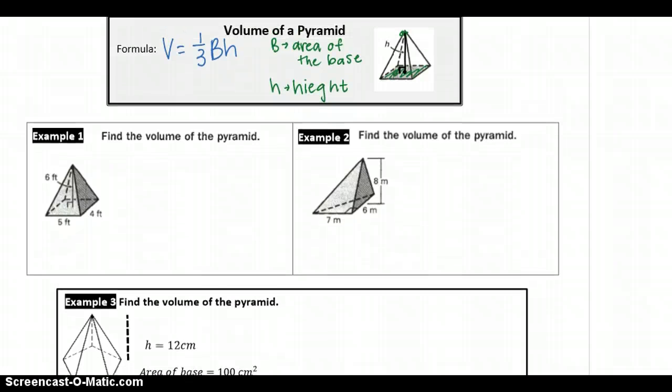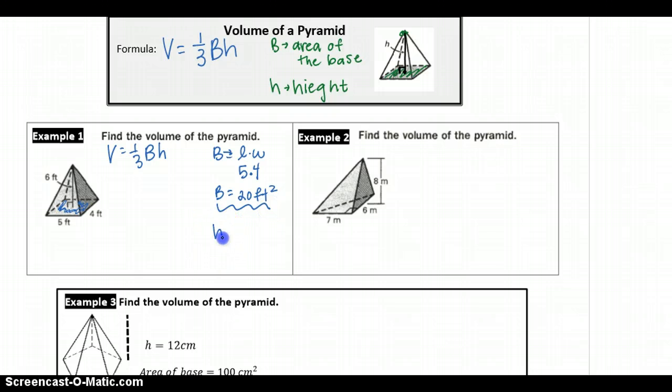So number one, we're given a pyramid, so let's start off by writing our formula for volume as V equals 1/3 capital B times H. So we need to find what is capital B, the area of the base of our pyramid. Well, our base is a rectangle here. This is a rectangular pyramid. And to find the area of a rectangle, we take length times width. Our length and width are 5 and 4. So the area of our base is 20 feet squared.